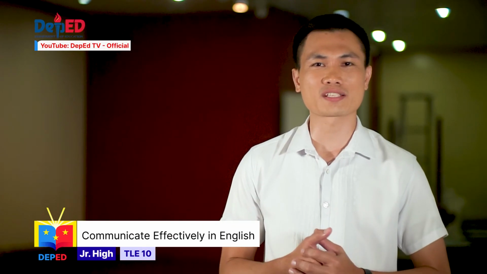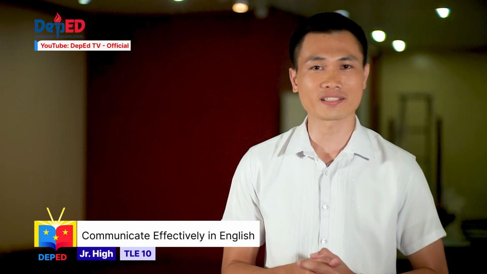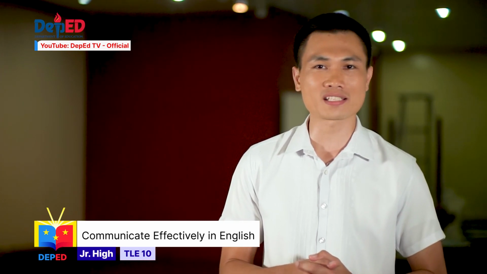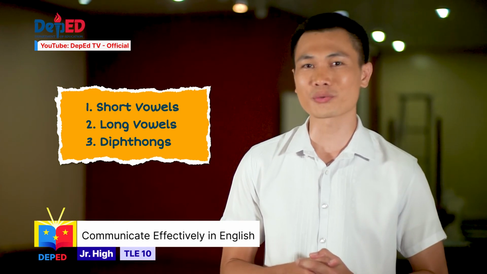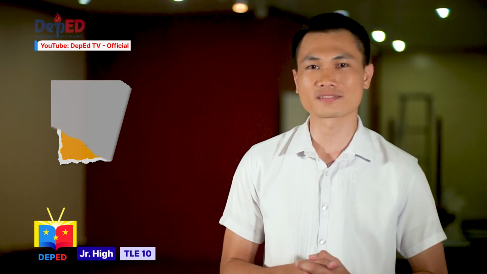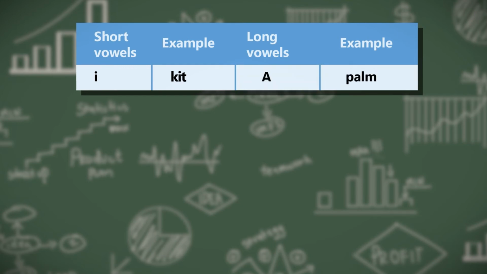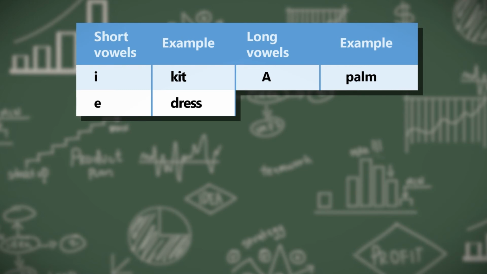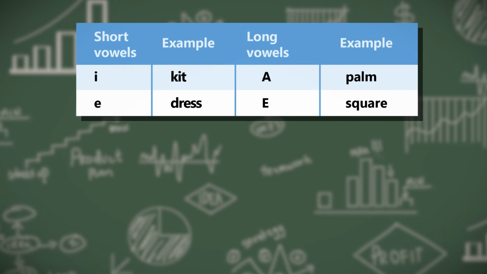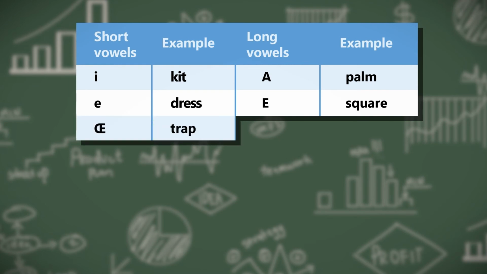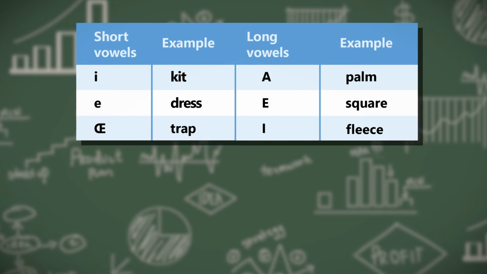There is also a big difference in how Filipinos and Americans pronounce vowels. In American English, vowels can be classified into three: 1. Short vowels, 2. Long vowels, and 3. Diphthongs. The short vowel I, example: kit. The long vowel A, example: palm. The short vowel E, example: dress. The long vowel E, example: square. The short vowel A, example: trap. The long vowel E, example: fleece.